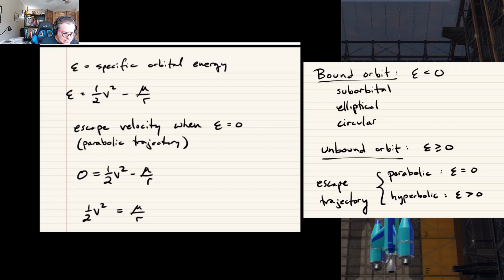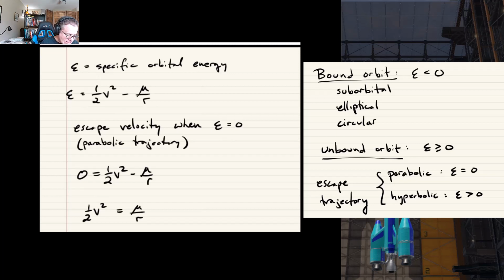So what is escape velocity? It's exactly when this specific orbital energy that we've looked at is equal to 0. So let's set this equation equal to 0 and solve for the speed, v, that's required to reach a hyperbolic orbit, to reach escape velocity. What would be the necessary speed to be on a hyperbolic trajectory? Any speed faster than that.